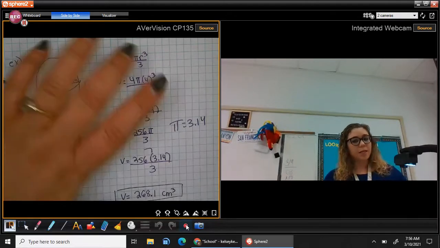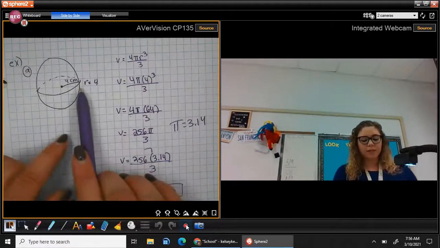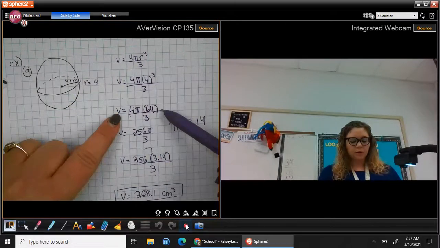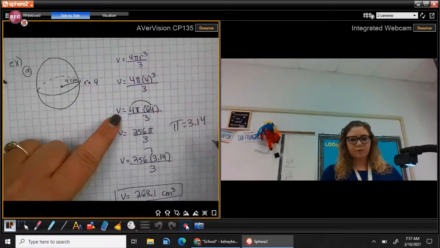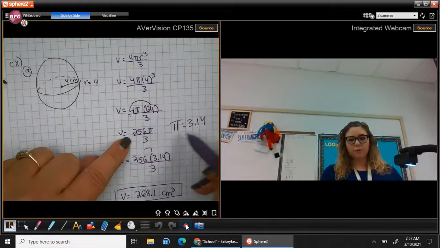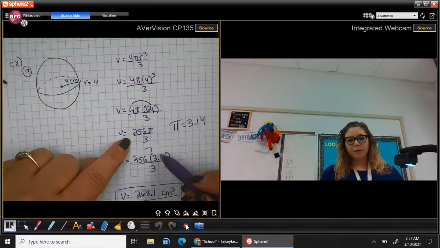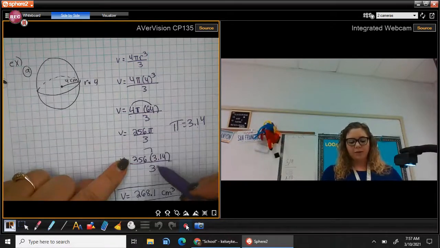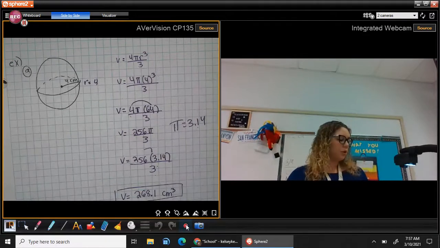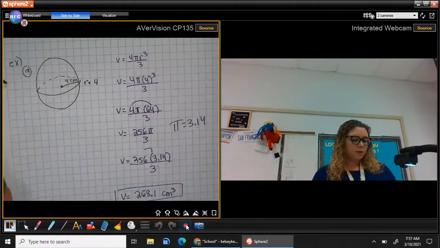So it seems like a lot, but the only thing you have to plug in is your r. Okay, you're going to cube it. You're going to multiply these two. Okay, and then you're going to substitute 3.14 in for pi. Multiply again, divide by 3, and you get 268.1 centimeters cubed. So let's do another one.